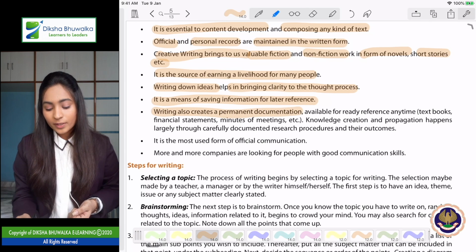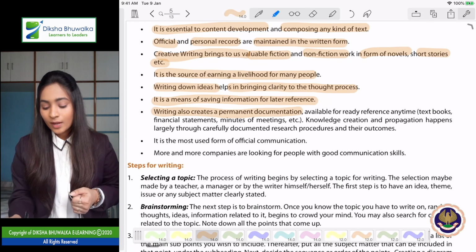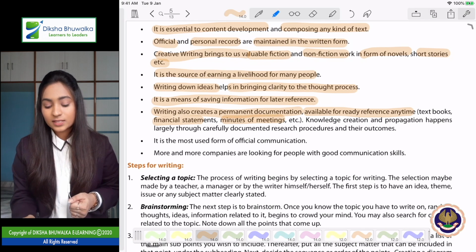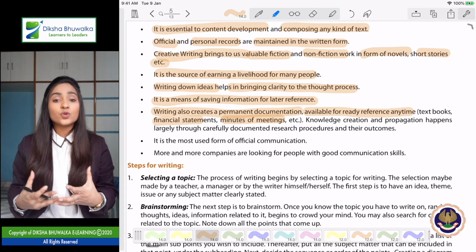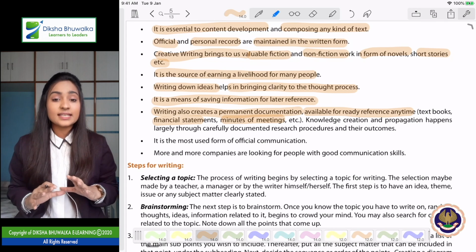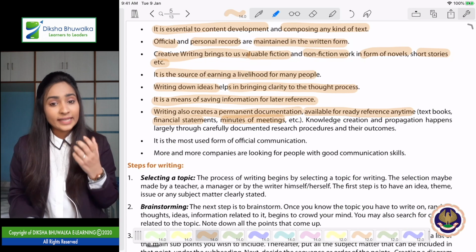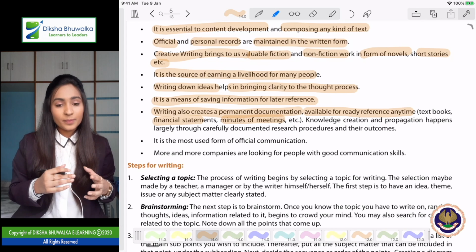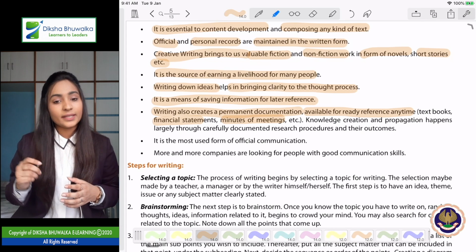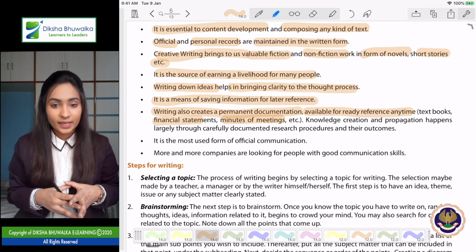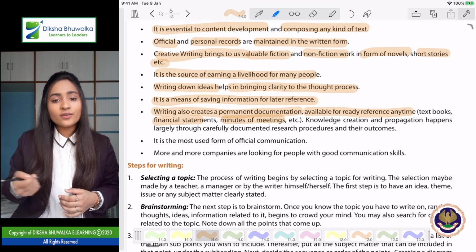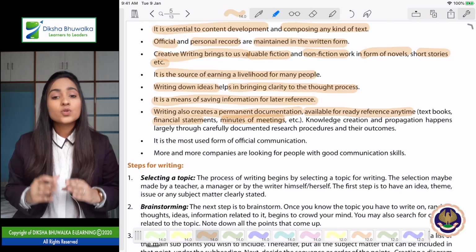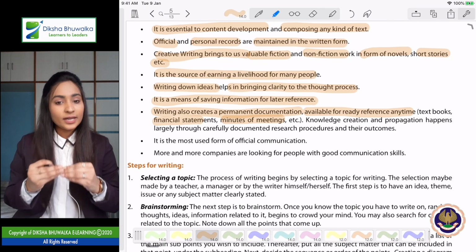Writing also creates a permanent documentation, very important, available for ready reference anytime. Textbooks, financial statements, minutes of meetings. Now what is minutes of meetings? See, this is how you will be able to use the writing skills when you are working as a chartered accountant. You will attend meetings, you will attend a lot of corporate meetings, wherein at the end of the meeting, all the important points discussed in the meetings are written down, which is called minutes of meetings. So those minutes of meetings, you cannot write in bad language. You have to write it at least in a very basic, proper manner. So those minutes of meeting are also preserved for later reference.